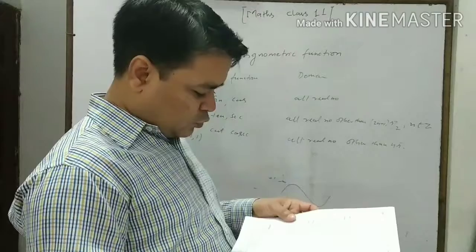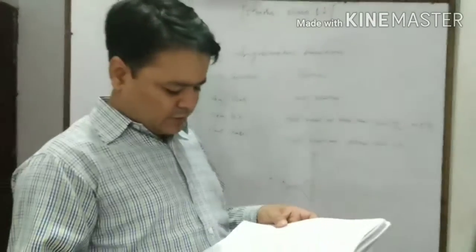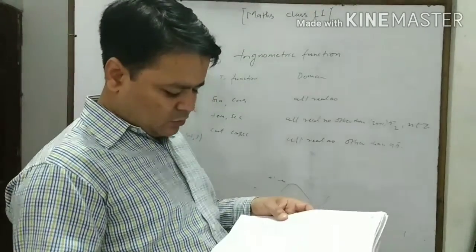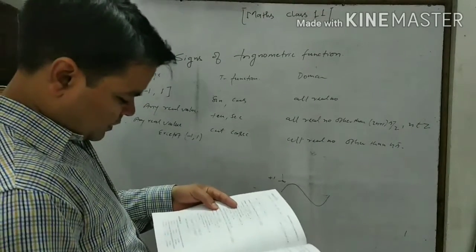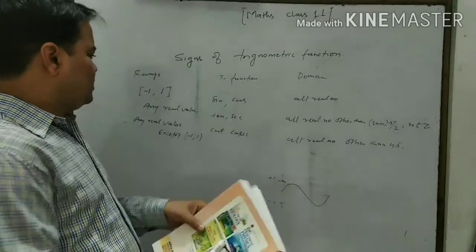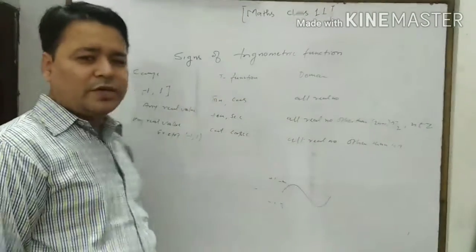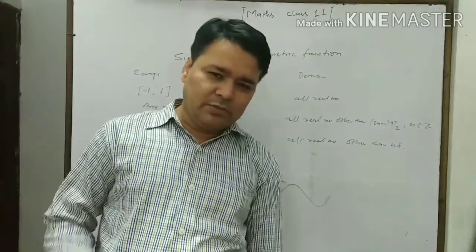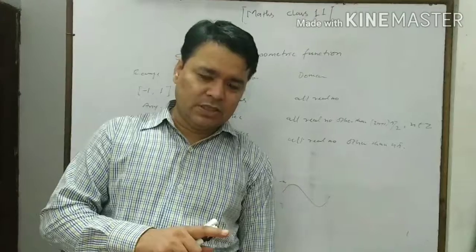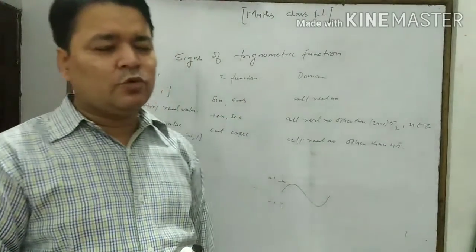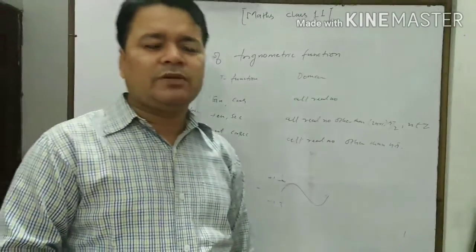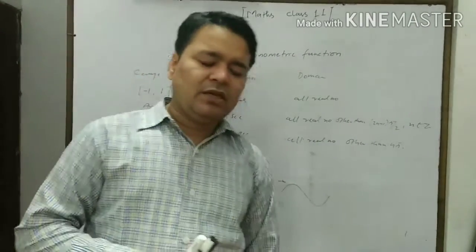The second question of exercise 3.3 is: write the range of the following trigonometric functions, means sine, cos, tan, cot, sec and cosec. So I tell you that it will be better if you learn it. And if you want to know the detail of the domain and the range of these trigonometric functions, then you have to wait. Okay.